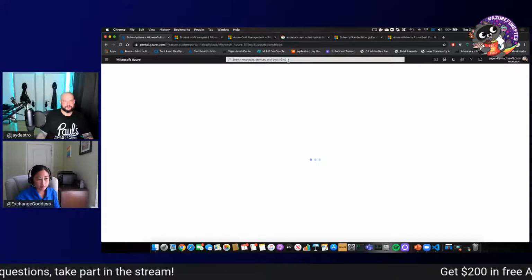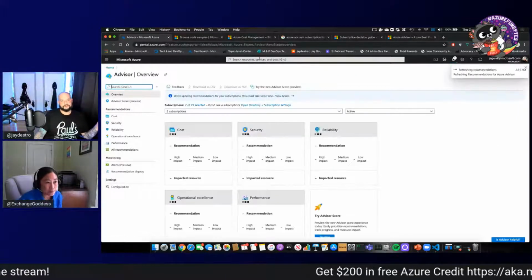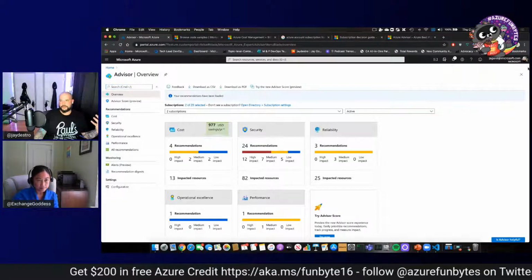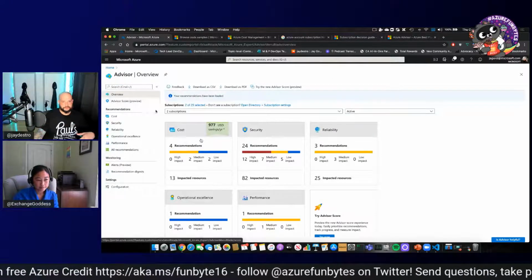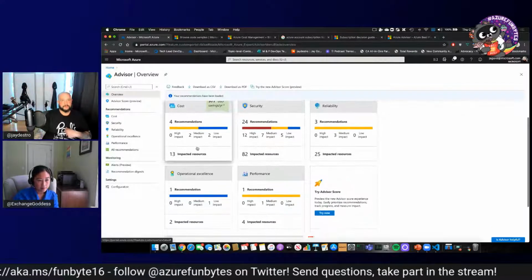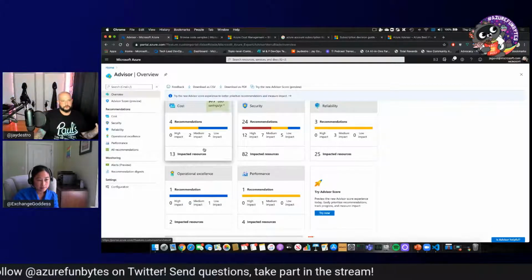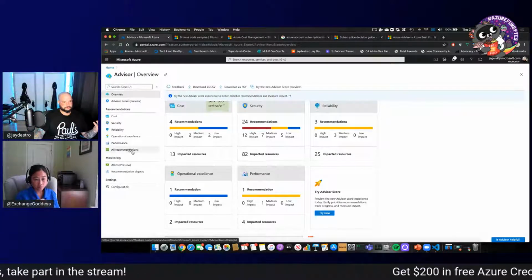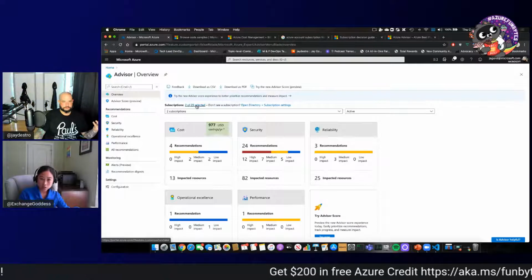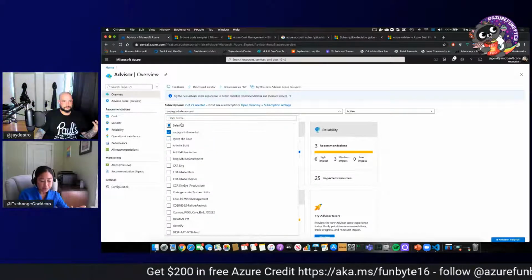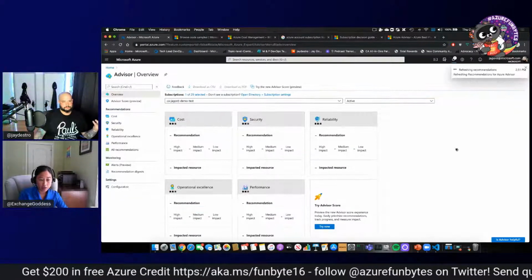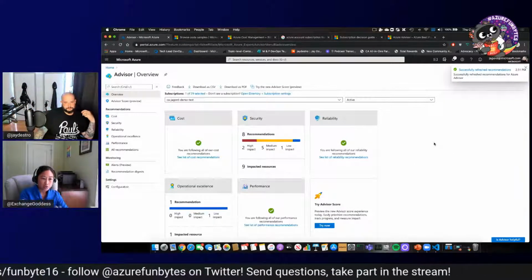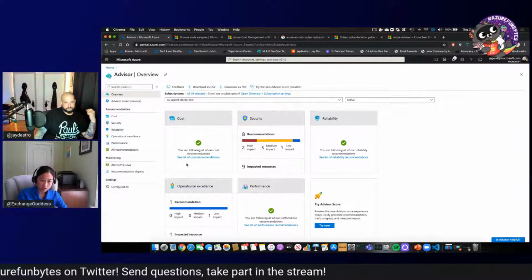See if I can bring it up. Here it is, Advisor. So bringing up Advisor is just about going into the top of your bar, and it'll bring you right here to Advisor. Let's take a look at some recommendations that I have here. Everybody should know Azure Advisor is free for any Azure subscription account. You don't need to pay for it. And it's a great utility because it's going to give you recommendations on cost, security, and optimization.